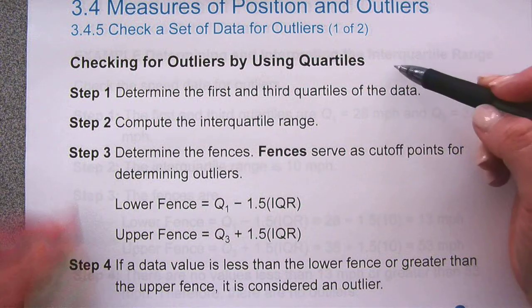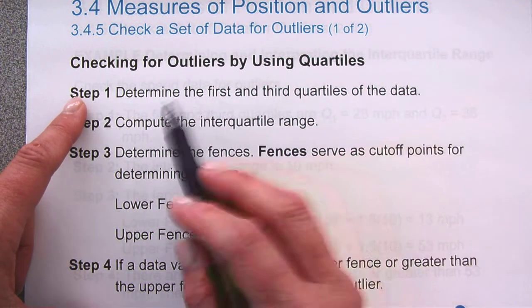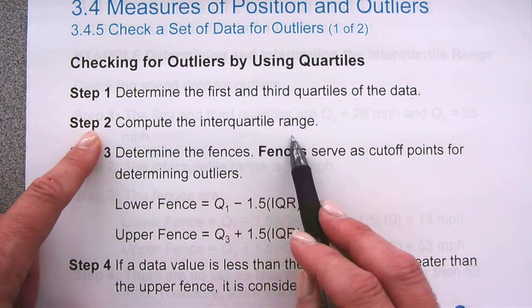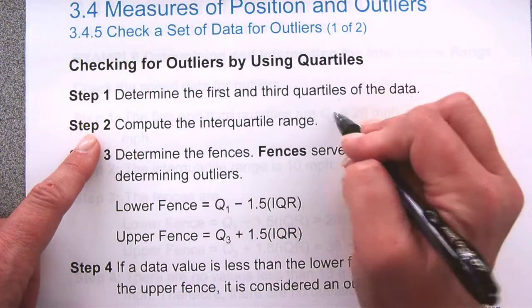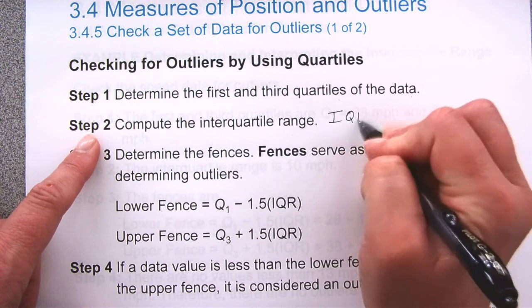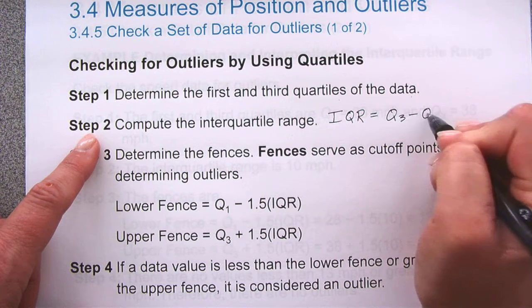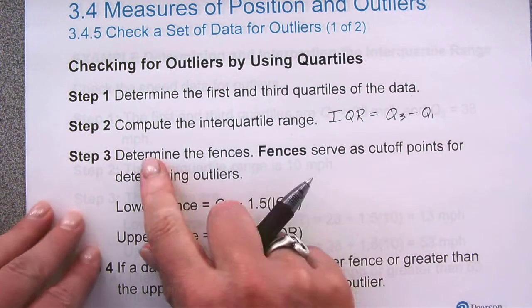To determine whether a data point is an outlier or not, first you determine the first and third quartiles, then you compute the interquartile range. So how do we compute the interquartile range? Q3 minus Q1. Okay. Then we're going to determine the fences.